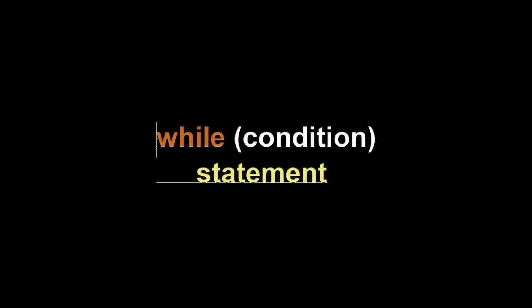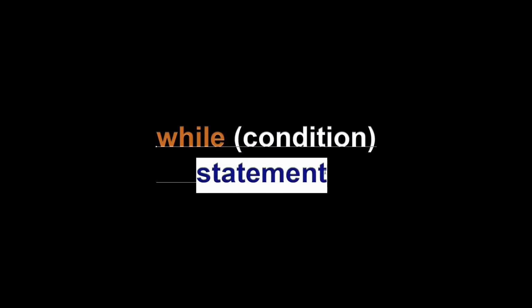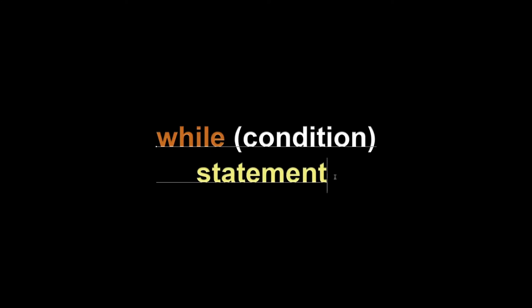First is the reserved word while that begins the statement. Then the condition to be evaluated, and finally the simple statement or block statement that will execute if and only if the condition evaluates to true. Since the while statement is a loop statement, each time the simple statement or block statement is executed, the condition is re-evaluated. The simple statement or block statement will be executed as long as the condition evaluates to true.